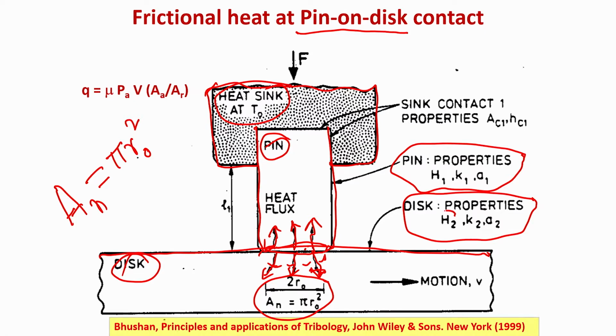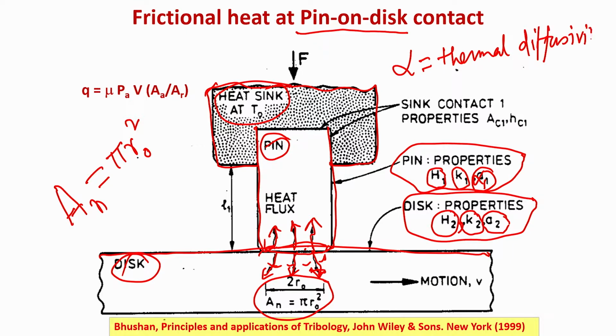So, for the disc the properties are K2, your thermal conductivity, and alpha 2, the thermal diffusivity. Similarly, for the pin, K1 is your thermal conductivity and alpha 1 is your thermal diffusivity. Typically alpha is thermal diffusivity and K is thermal conductivity. The subscripts 1 and 2 essentially mean whether it is the pin or the disc.